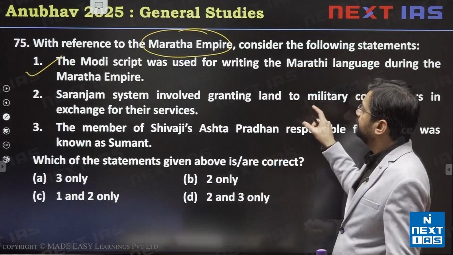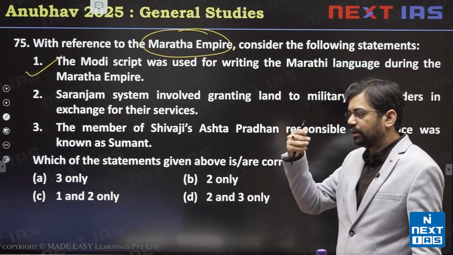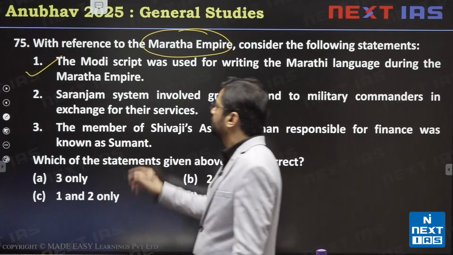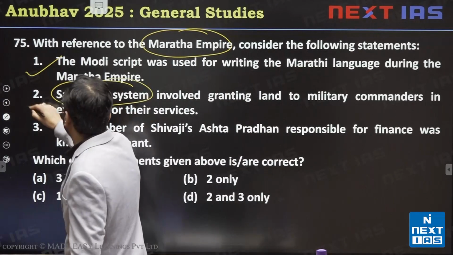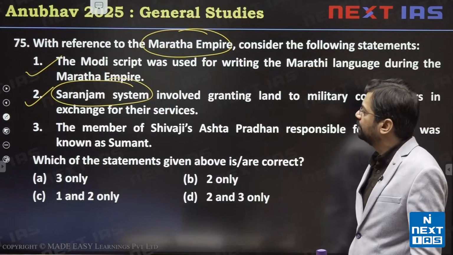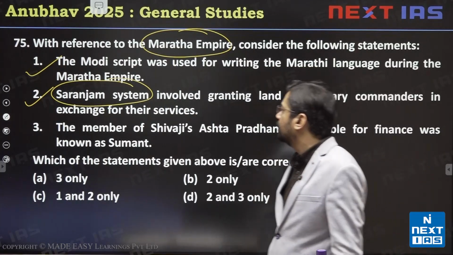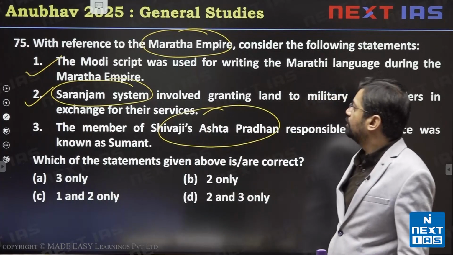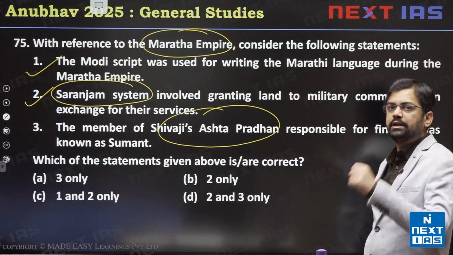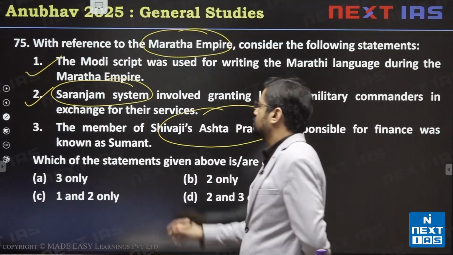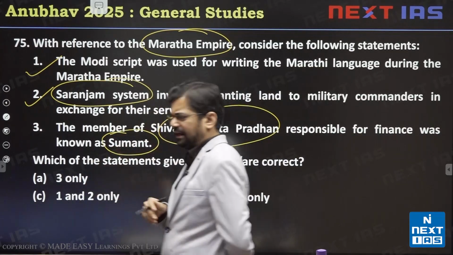So there are going to be lands which are going to be granted to them, and that area is going to be given to them under control. So this is going to be known as the Saranjam system. So Saranjam system was for the land grants given to the military commanders. Third is going to be the member of Shivaji's Ashtpradhan. So as you know, a major unit of 8 ministers responsible for the central administration. Responsible for the finance was known as Sumant. So this is an easy statement.